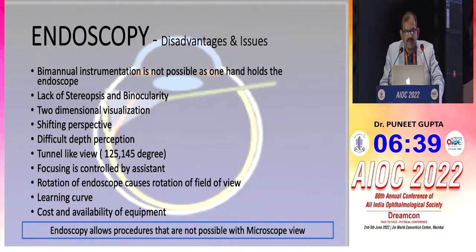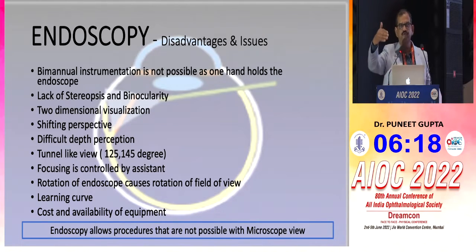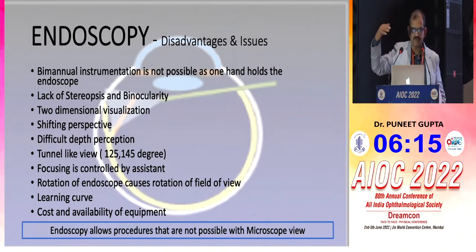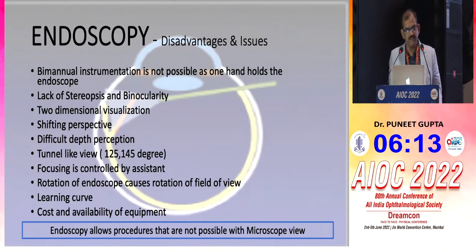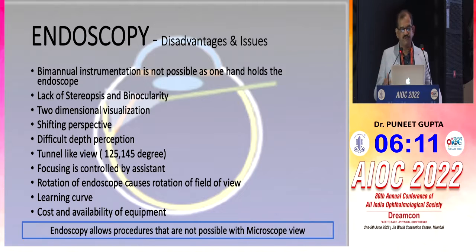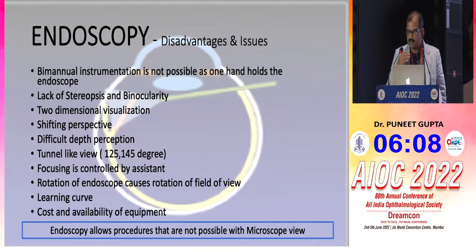But there are some disadvantages with endoscopy. Bimanual instrumentation is not possible because one of your hands holds the endoscope and you have only one hand to perform the surgical maneuvers. There is a lack of stereopsis and binocularity. The view is two-dimensional and you are seeing things in front of you on the screen, not through the microscope. So there are issues of shifting perspective. Depth perception is also difficult with endoscopy.